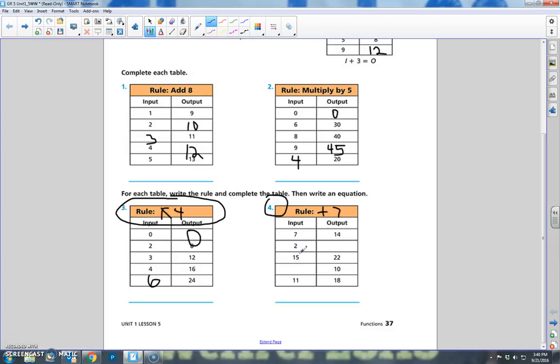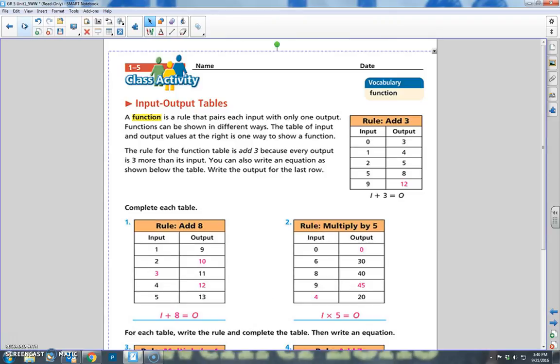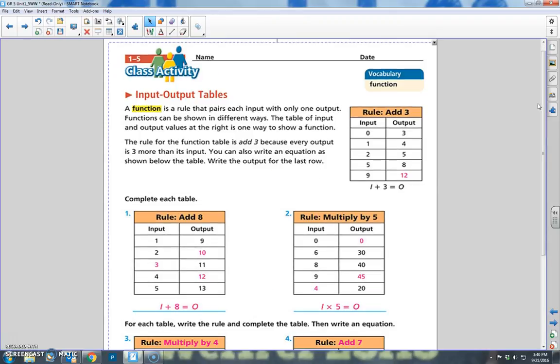So if that's true, 2 plus 7 is 9. Something plus 7 is 10. That is 3. 3 plus 7 is 10. Nice job. Okay, and we can check.